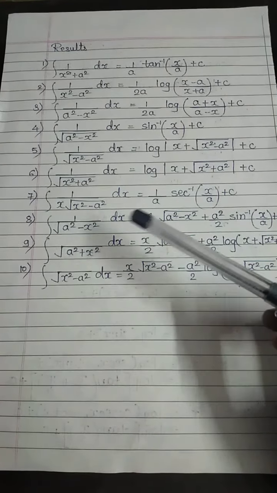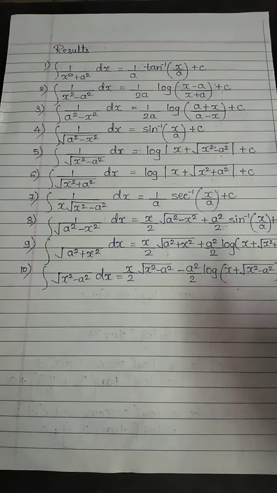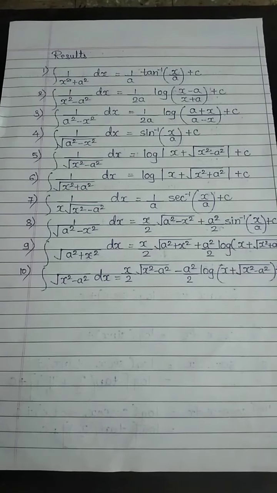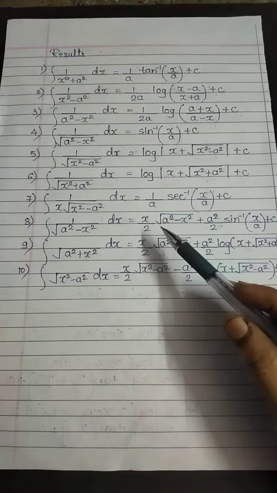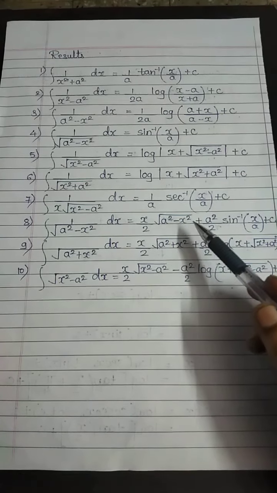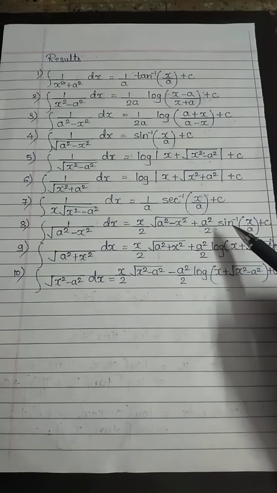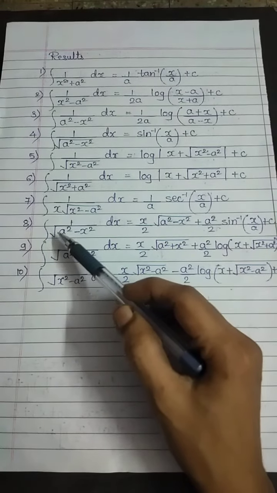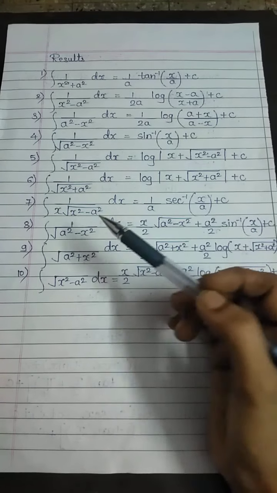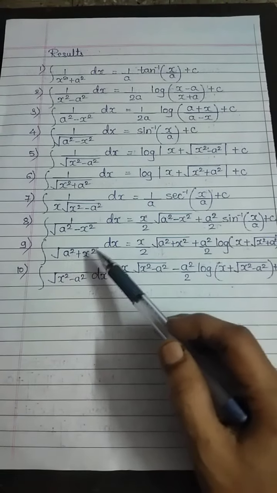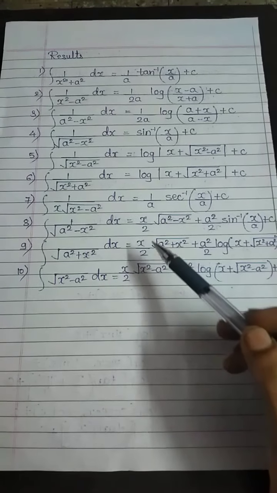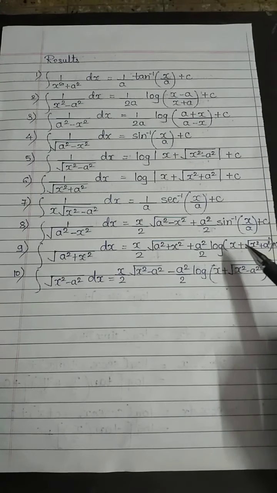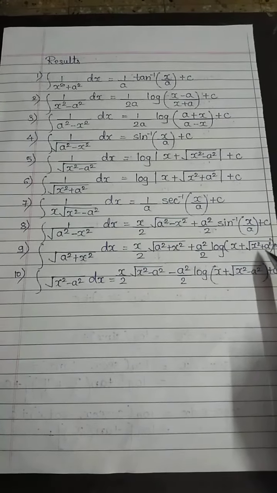Integration of 1 upon, no, here 1 upon is not present. We have only integration of under root a square minus x square dx is equal to x by 2 under root a square minus x square plus a square by 2 sine inverse of x by a plus c. This is just the integration of under root a square minus x square. Integration of under root a square plus x square dx is equal to x by 2 under root a square plus x square plus a square by 2 log of x plus under root x square plus a square plus c.